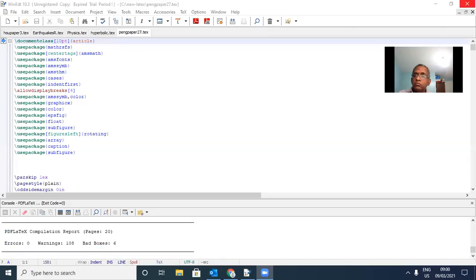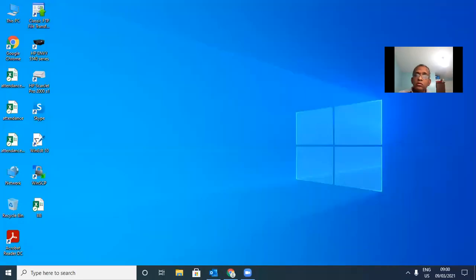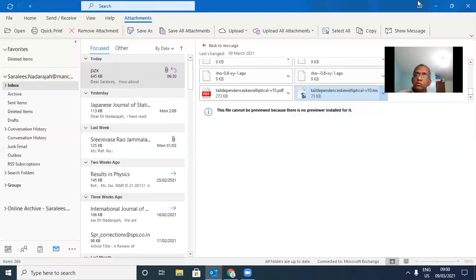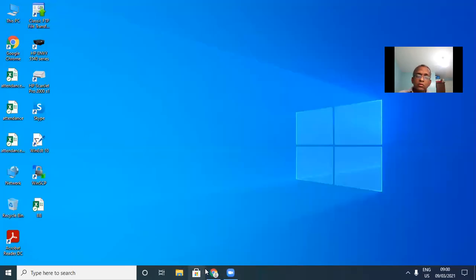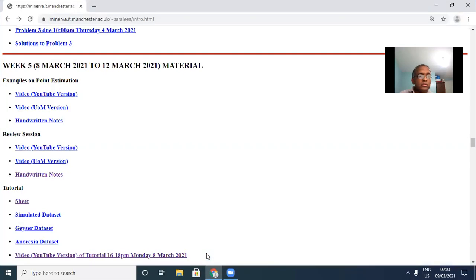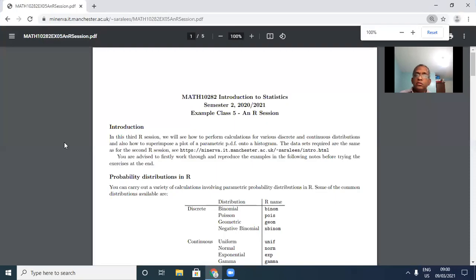So let me show you the tutorial sheet if you haven't seen it already. So you share screen. Sorry. So the tutorial sheet is, let me close this. Is this one here, right? So if you click here, you will see the tutorial sheet for week 5.